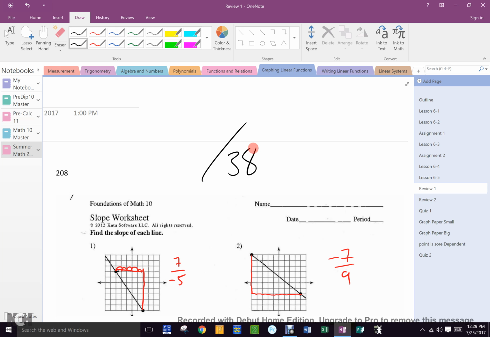You will need to understand that the slope is m. The slope is rise over run. The slope is y2 minus y1 over x2 minus x1. The slope is also the change in the dependent variable divided by the change in the independent variable.